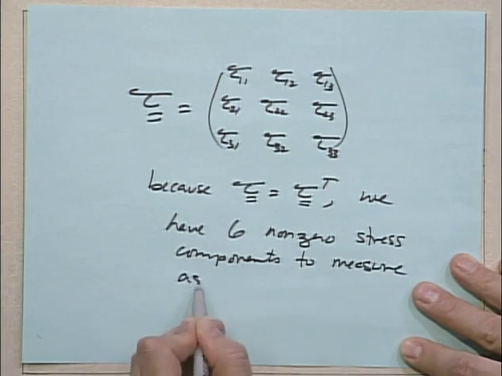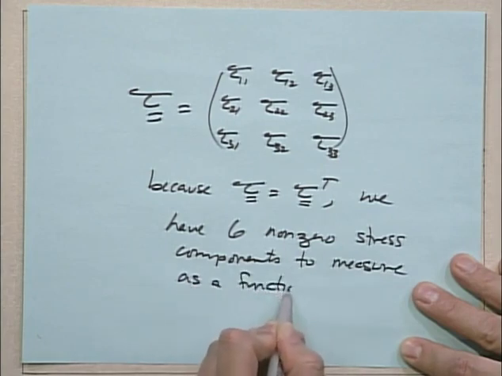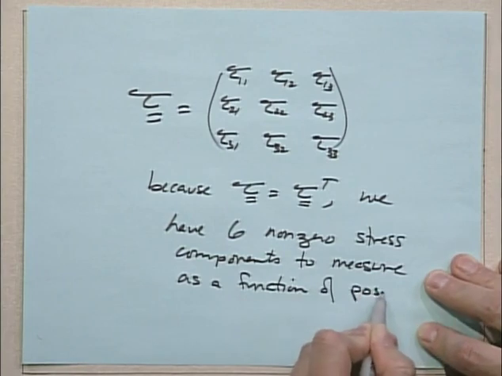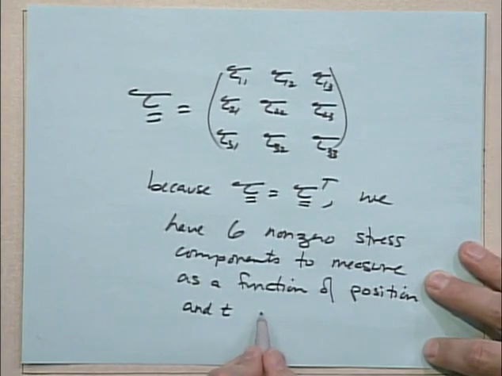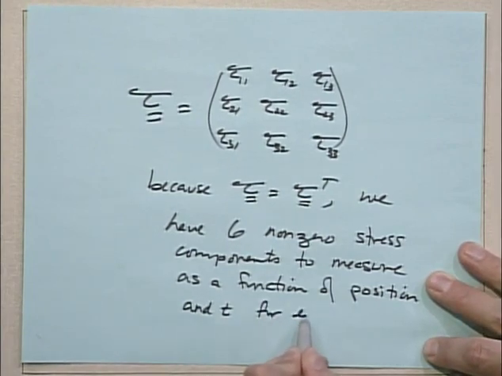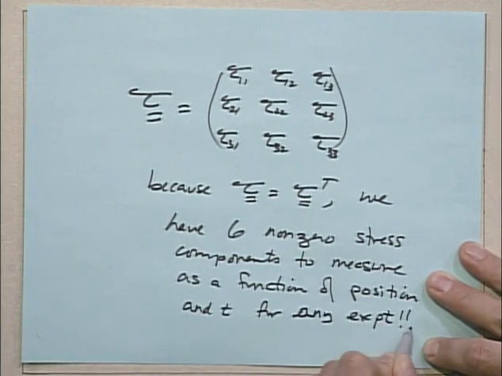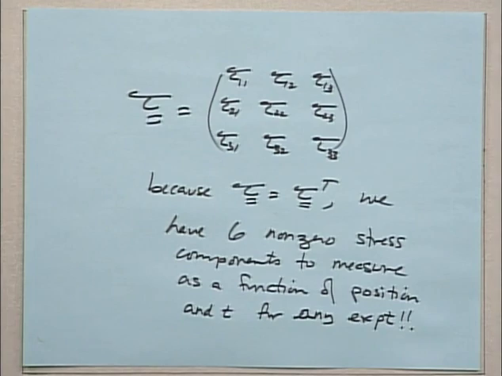As a function of position, and as a function of time for any experiment. Oh my gosh, that's a nightmare. Okay? We need to measure 6 stresses as a function of position. So everywhere in our flow, potentially the stress is different. That makes sense to us, right? The stress is different in different places. And as a function of time.